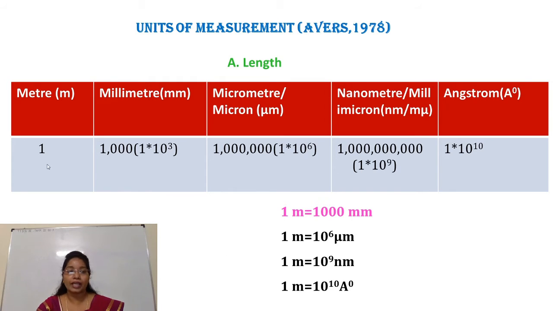So in this way, 1 meter has to be divided into millimeter, micrometer, nanometer and angstrom. So in short, 1 meter is equal to 1000 millimeter, 1 meter is equal to 10 to the power 6 micrometer, 1 meter is equal to 10 to the power 9 nanometer, and finally 1 meter is equal to 10 to the power 10 angstrom.